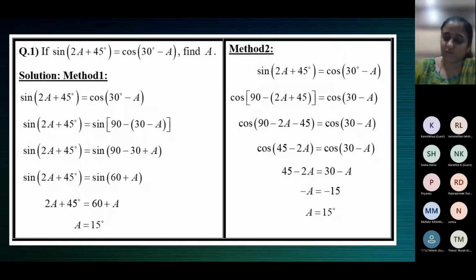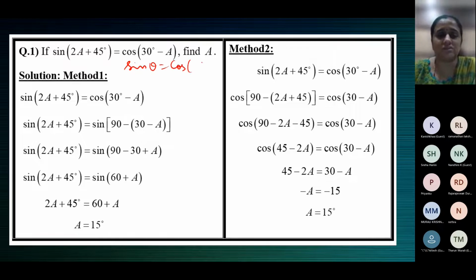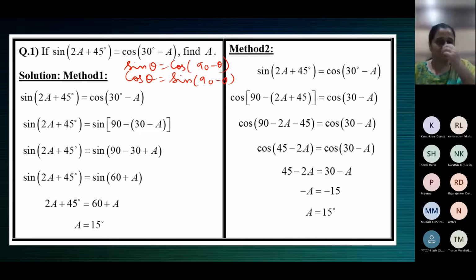So we find A using the concept of complementary ratios. Sine theta is equal to cos 90 minus theta, or cos theta is equal to sine 90 minus theta. You can use any one of these two. You can see the two methods here.